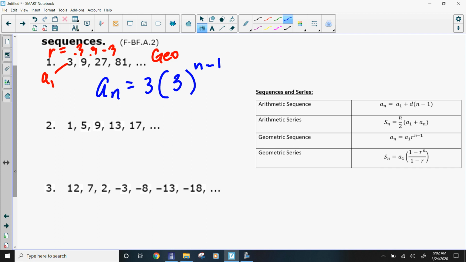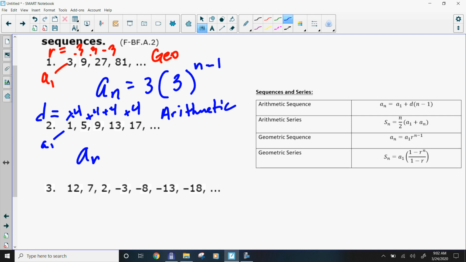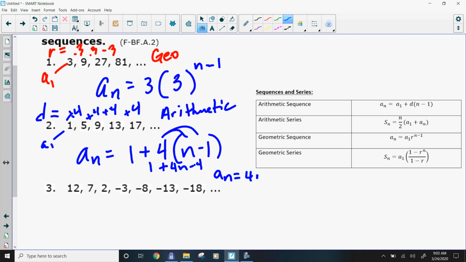Okay, next one. The list goes 1, 5, 9, 13, 17. So it looks like it's plus 4, plus 4, plus 4, plus 4. Since the pattern holds true all the way through and it's plus, this is going to be an arithmetic sequence. In an arithmetic sequence, you need the first term, that's A1, and this right here is D. According to the formula, A sub n equals the first term, which is 1, plus the common difference, which is 4, times n minus 1. Since they're asking for the explicit formula, we want to simplify this. To simplify, we just distribute. It gives you 4n minus 4, and you have the 1, and then you combine like terms. So ultimately, this answer is a sub n equals 4n minus 3. That's our answer.